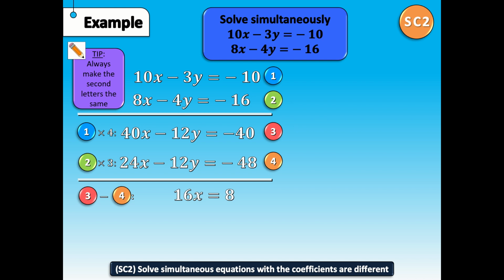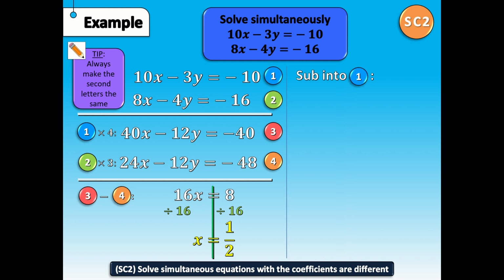So 40x take away 24x is 16x. The y's will cancel each other out. And minus 40 take away minus 48 is positive 8. So now if I divide both sides by 16, I get x equals 8 divided by 16, which is a half. So x equals a half.